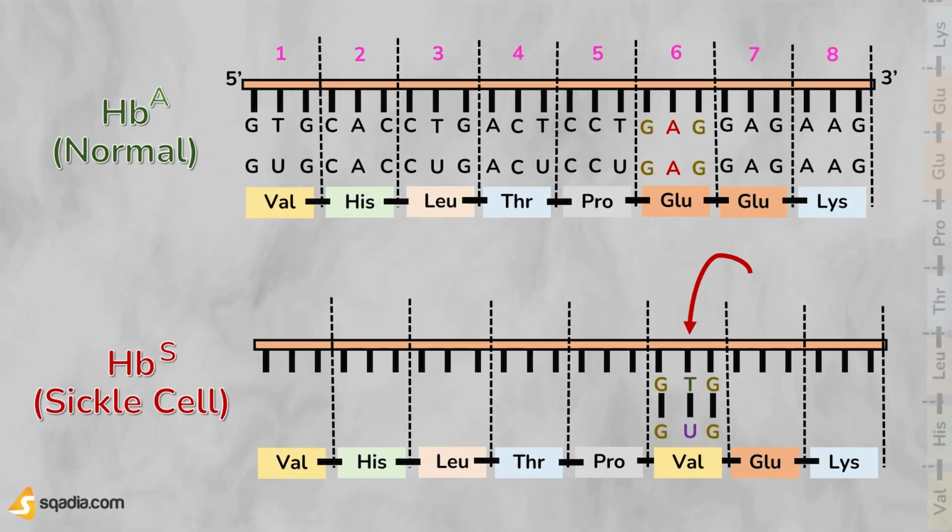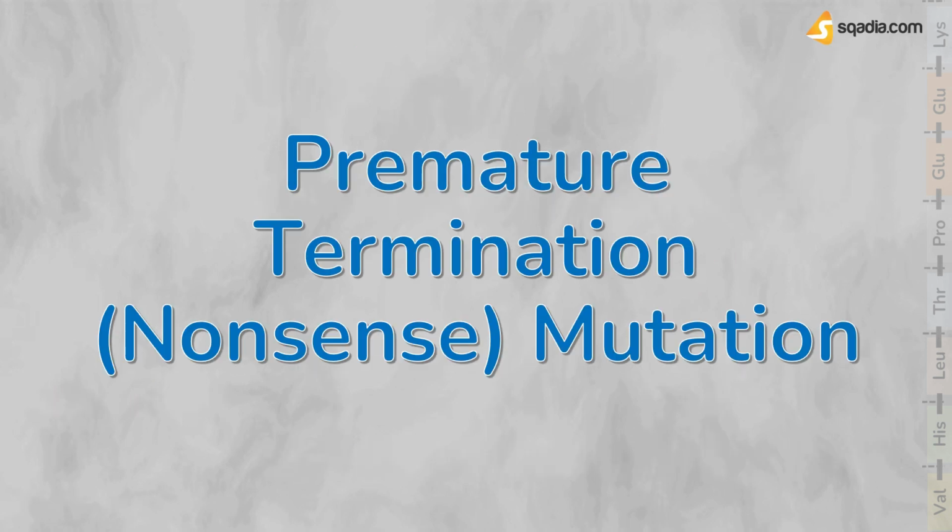Another type of alteration is premature termination or nonsense mutation. Well, substitution can create a stop codon, causing translation to come to a premature halt. This is called a premature termination or nonsense mutation.